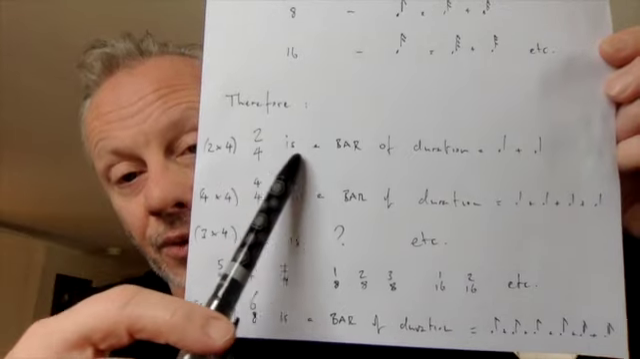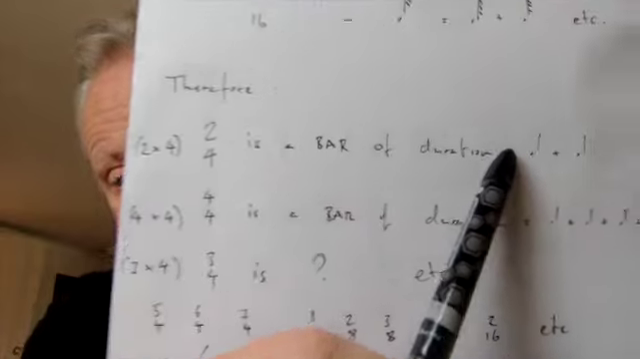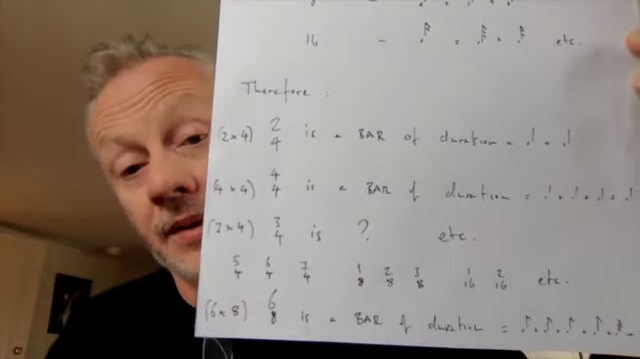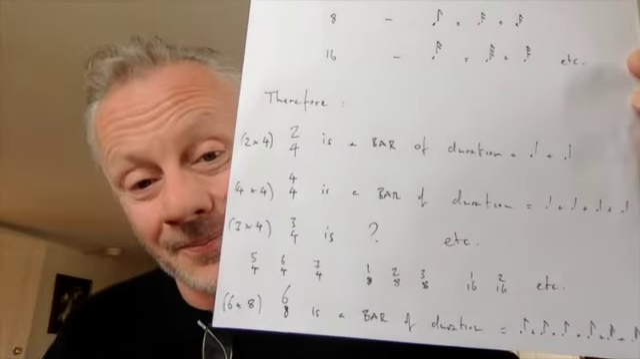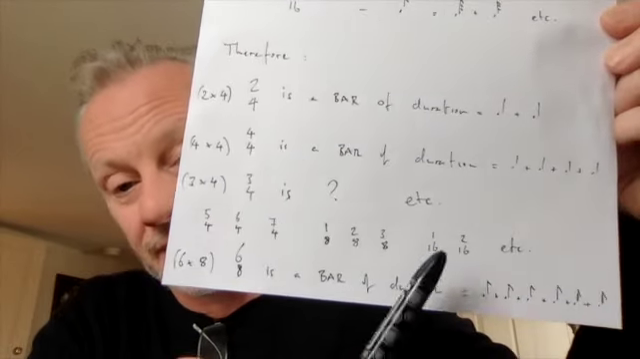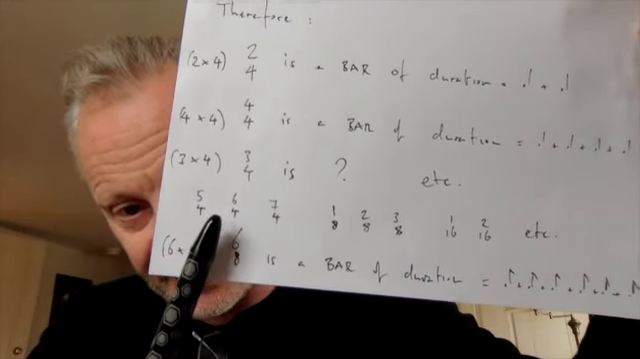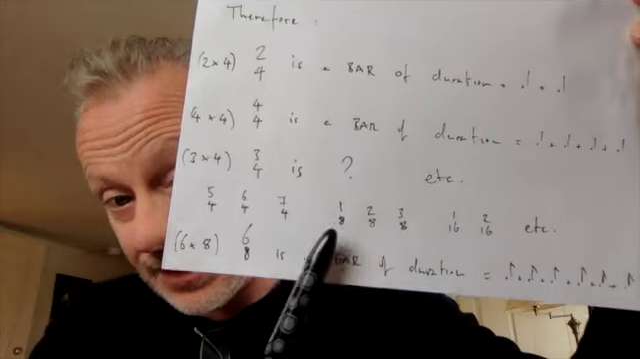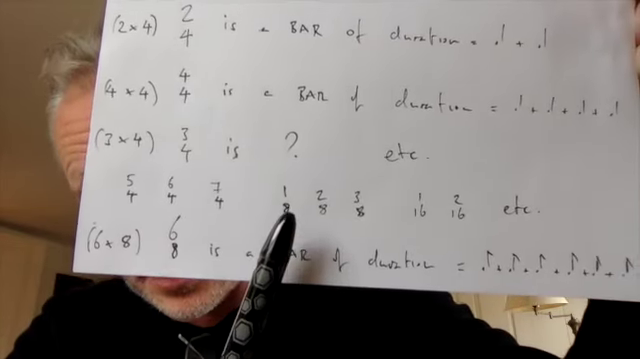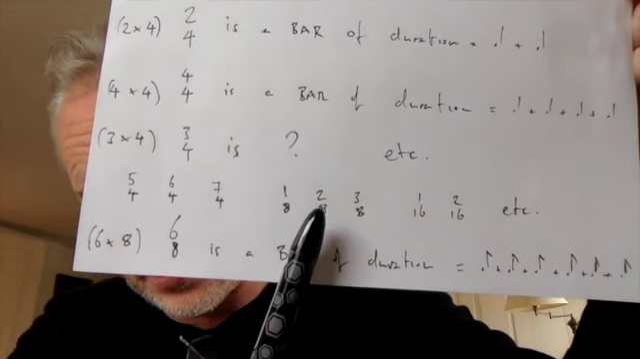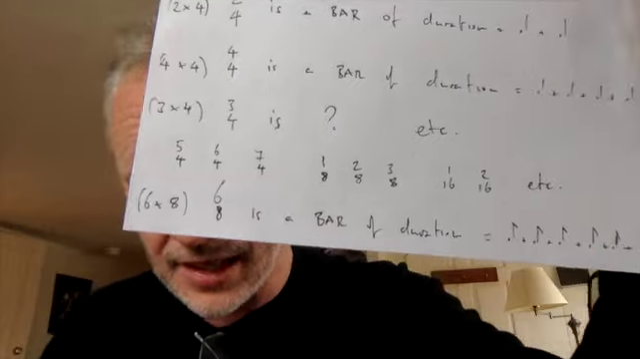2 times 4 is a bar of duration of quarter note plus quarter note, right? Therefore, 4/4 is a bar of 4 quarter notes, 3/4, etc. It's pretty simple to work out. You've got lots of different kinds of time signature: 5s, 5 quarter notes in a bar, 6, 7s. There's eighth notes. You can also have that as a time signature. That means 1/8 note duration, 2/8 note duration in the bar. You can even have 16ths as time signatures.